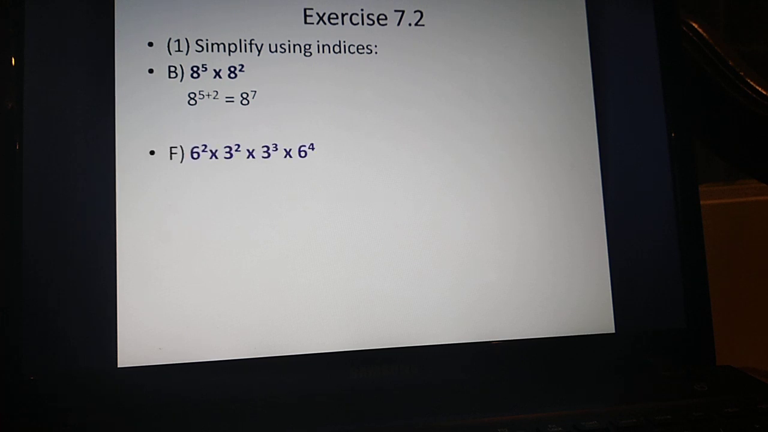Good. Now, part F of the same question. 6 to the power 2 times 3 to the power 2 times 3 to the power 3 times 6 to the power 4. Of course, the indices I can add are indices of similar bases.